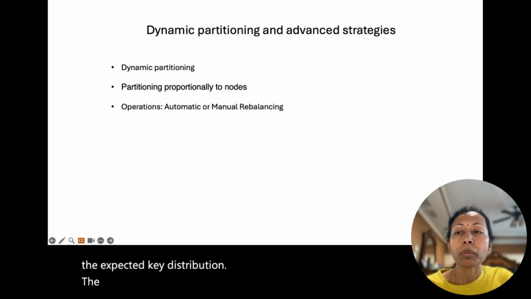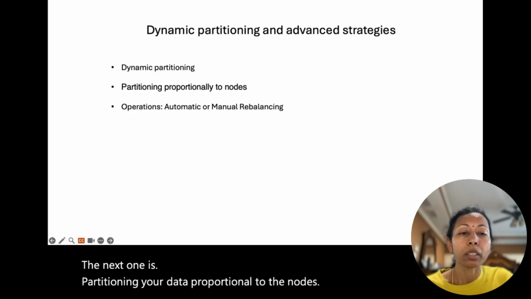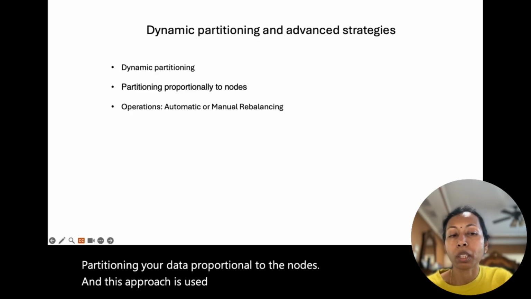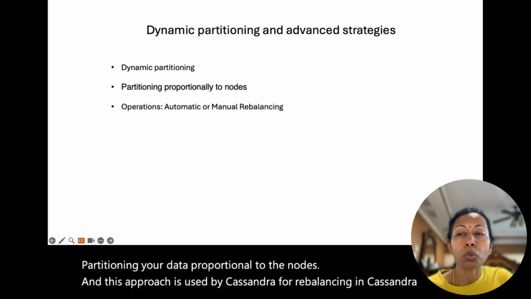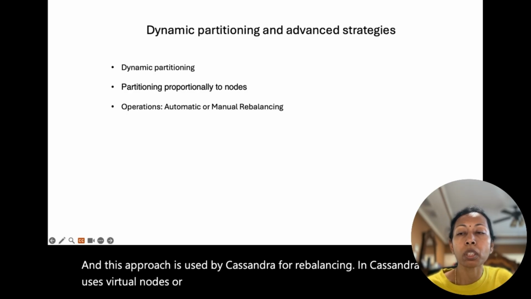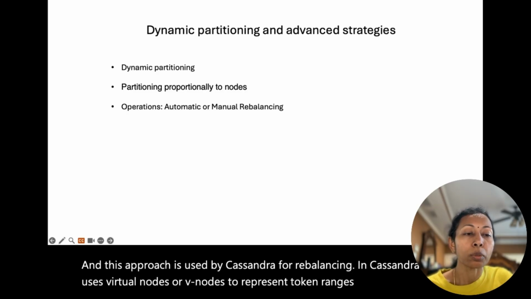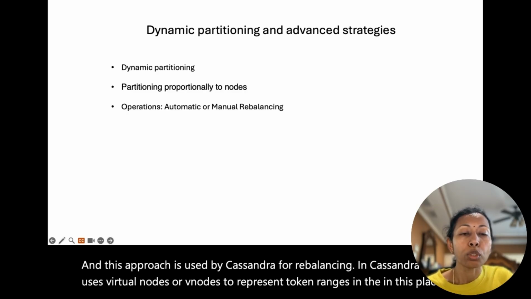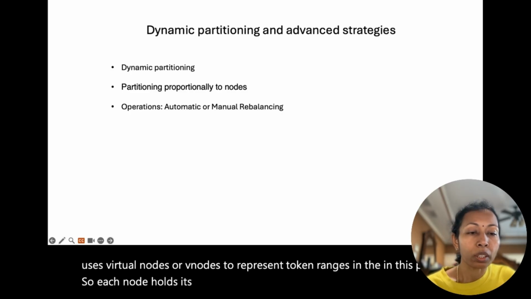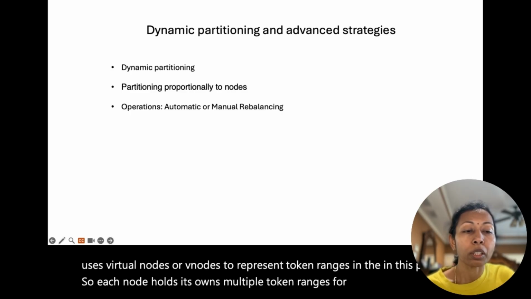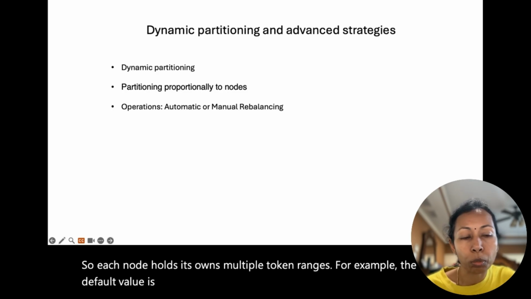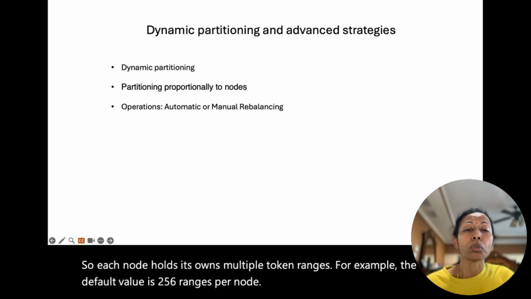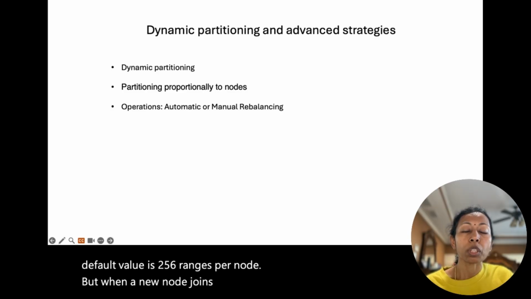The next one is partitioning your data proportional to the nodes. And this approach is used by Cassandra for rebalancing. In Cassandra, it uses virtual nodes or V nodes to represent token ranges. So each node owns multiple token ranges. For example, the default value is 256 ranges per node. But when a new node joins, it takes ownership of some token ranges from the existing nodes.